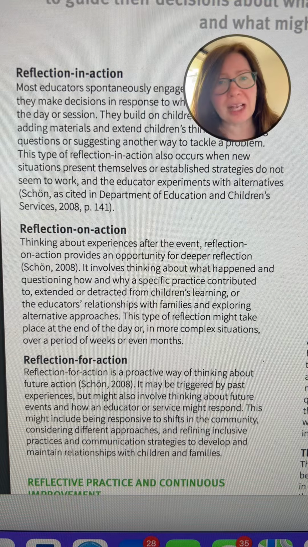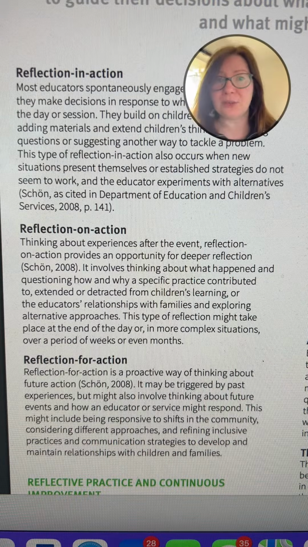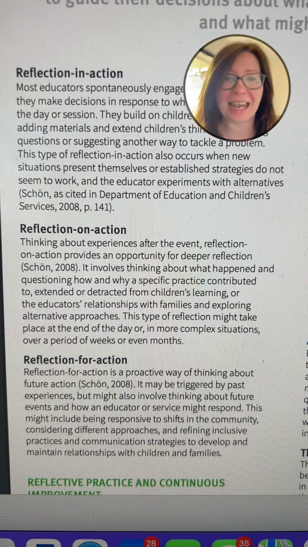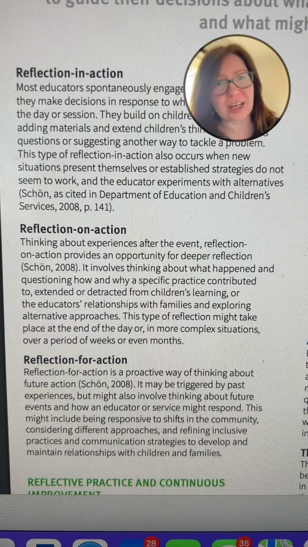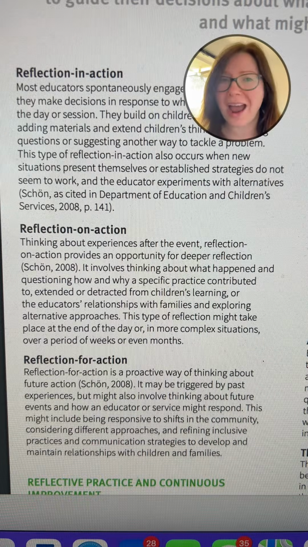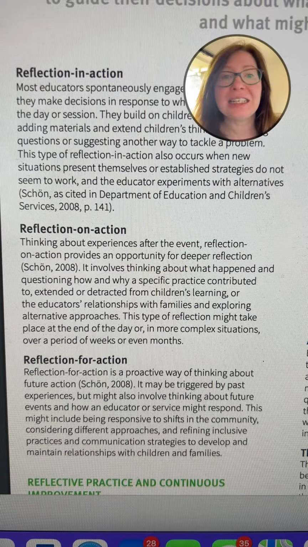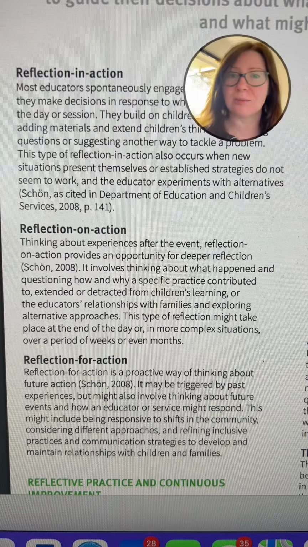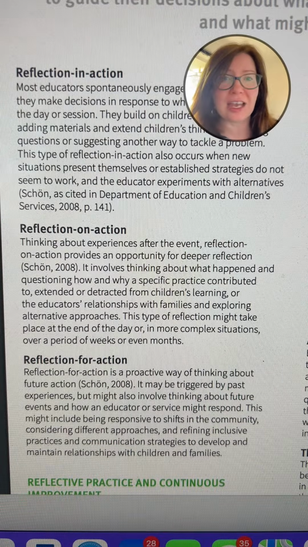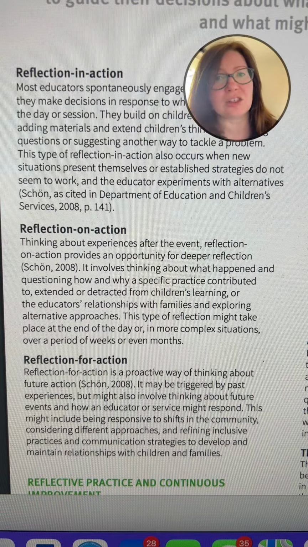So Schon's model has three different types of reflections. Number one is reflection in action. Number two is reflection on action. And number three is reflection for action. It's an amazing and easy to follow model that does summarize how we can reflect while teaching children, while communicating with families, while communicating with each other as educators and managers.